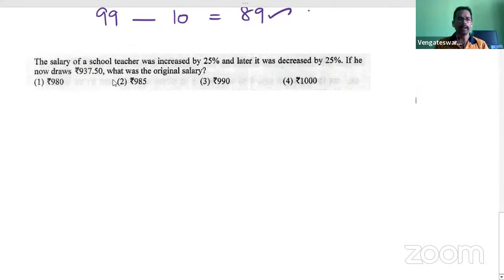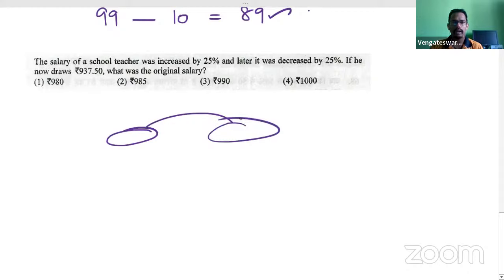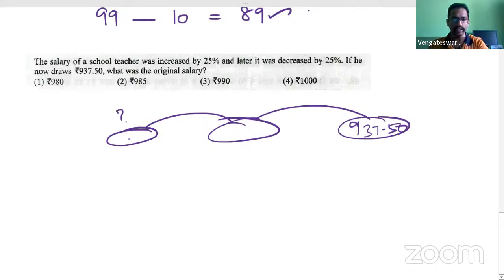Let's try this together. This question is based on some initial value. The salary of a school teacher was increased by 25% and later it was decreased by 25%. If we now draw 937.50, what was the original salary? There is some original value. First, there is a 25% increase. And again, there is a 25% decrease. Then the final salary is 937.50, which means, what is the original salary? We are about to find the starting value.